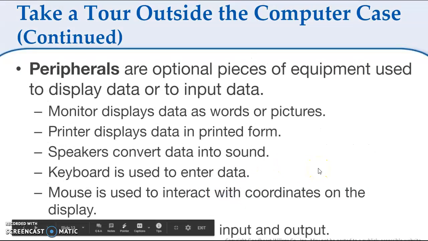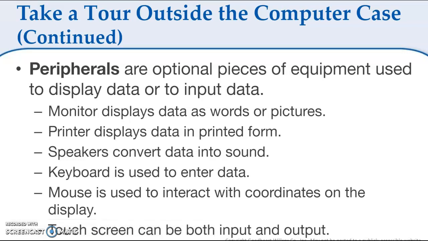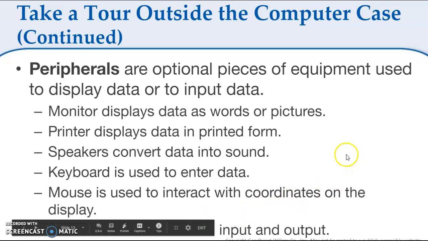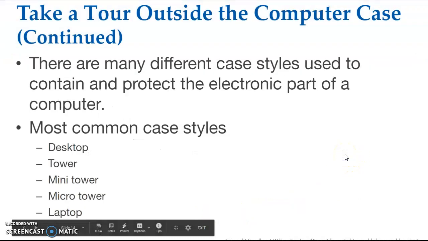Peripherals. These are optional pieces of equipment that aren't necessarily needed in order for the computer to operate. So, monitor is going to display data as words or pictures. A printer is going to print data in printed form. Speakers convert data to sound. Keyboard is used for the user to enter data into the machine, and a mouse is also used to interact with coordinates on the display, and a touch screen can be both input and output.